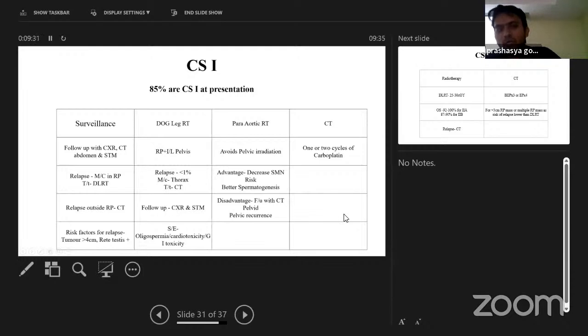These patients are followed up with chest X-ray and serum tumor markers. There is no need for a CT scan. The side effects of the radiotherapy are oligospermia, cardiotoxicity, and GI toxicity.